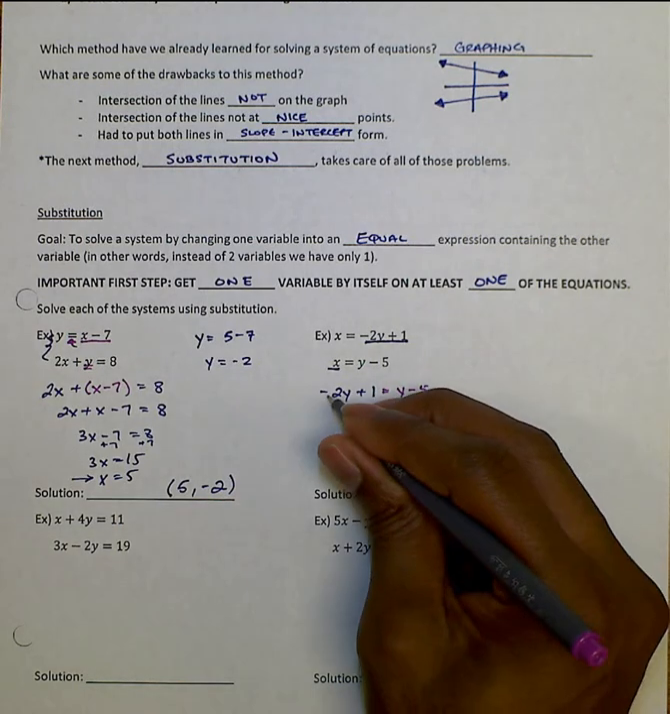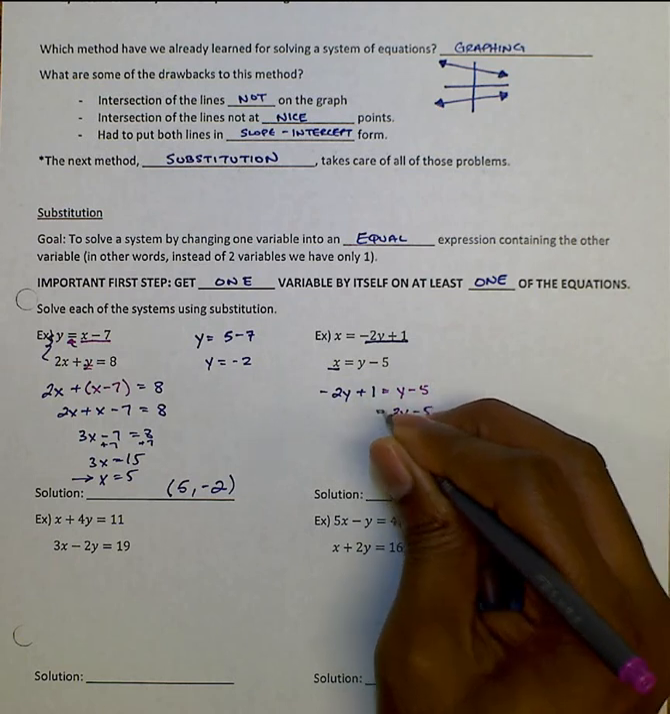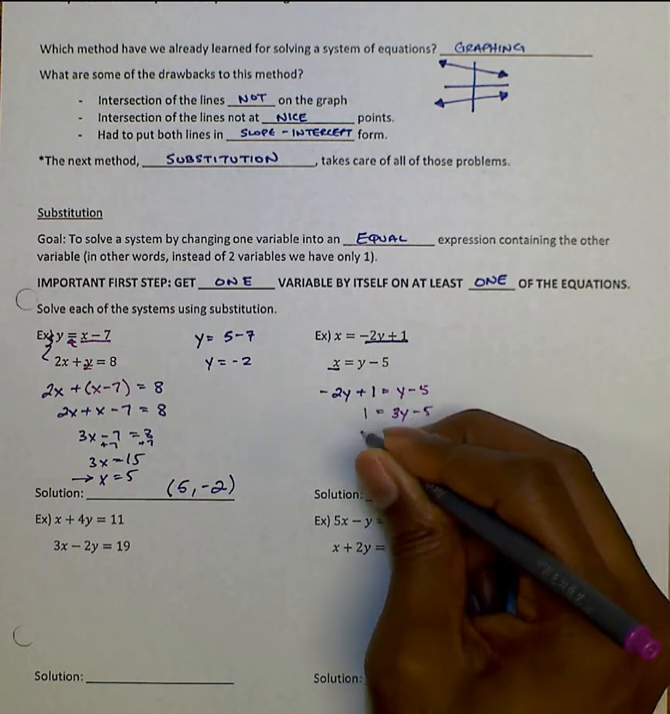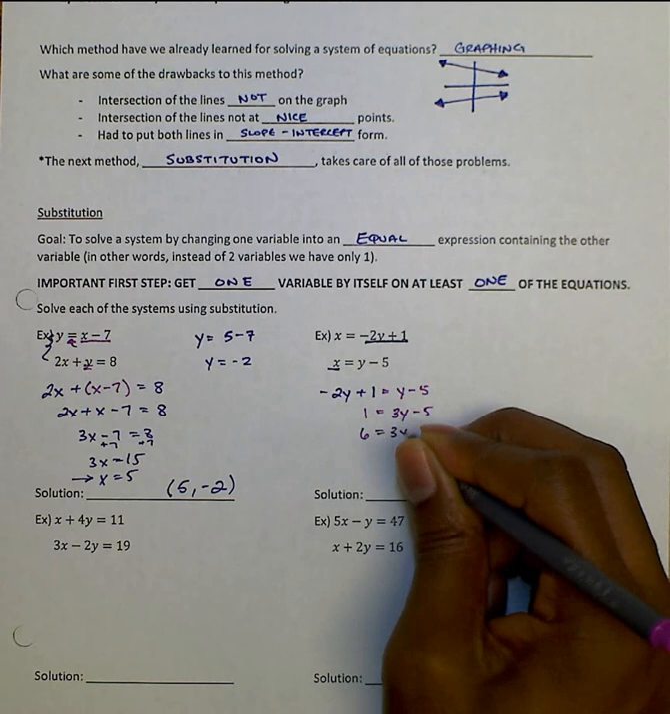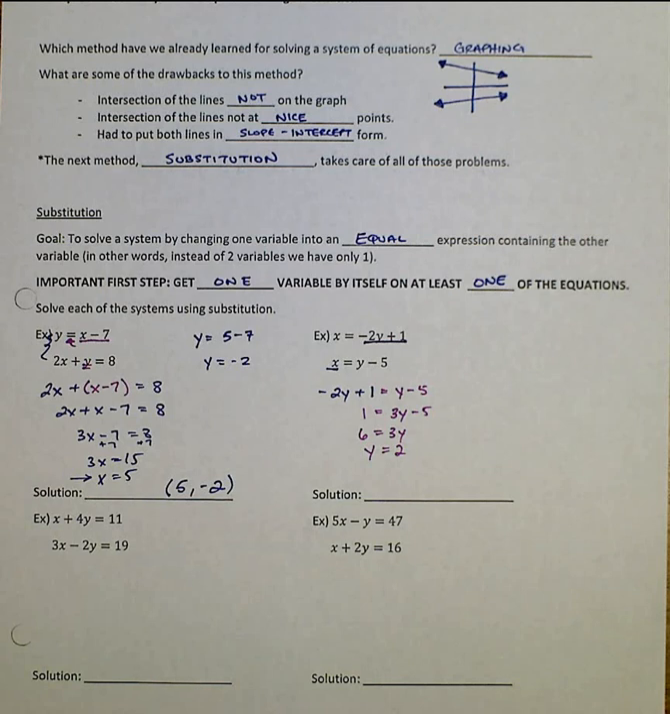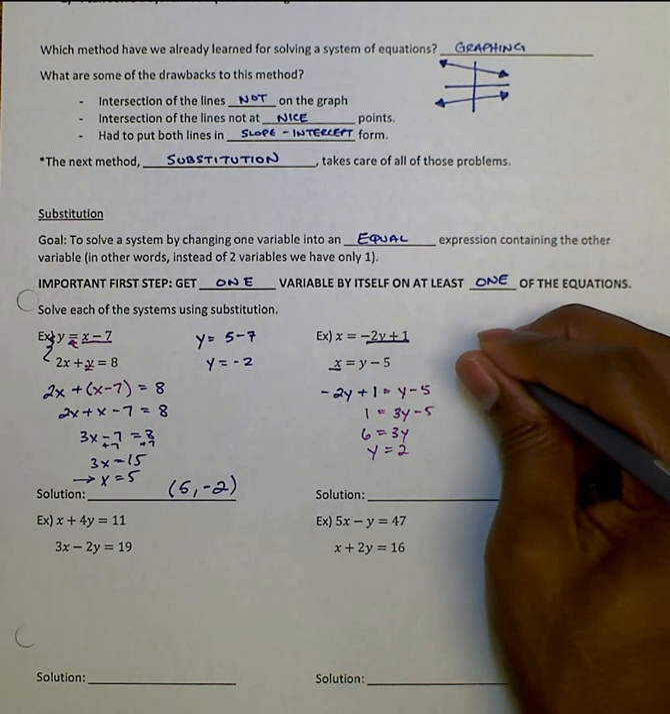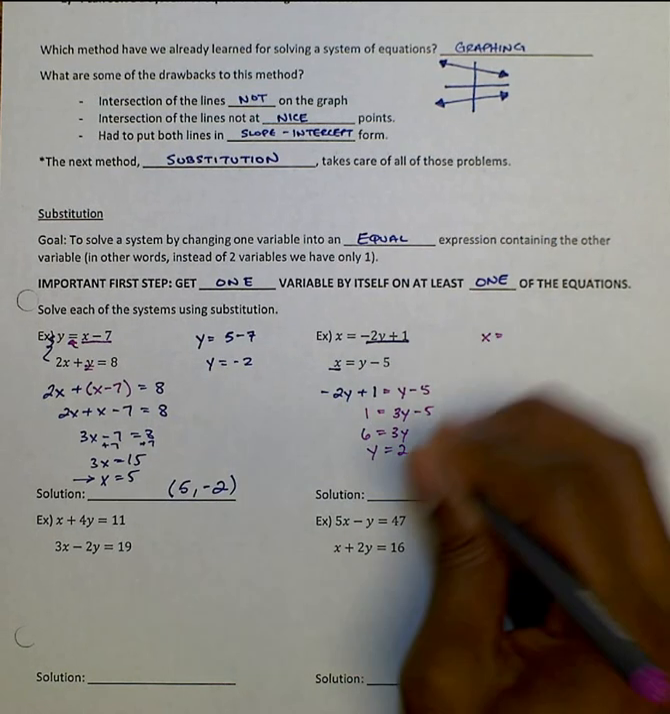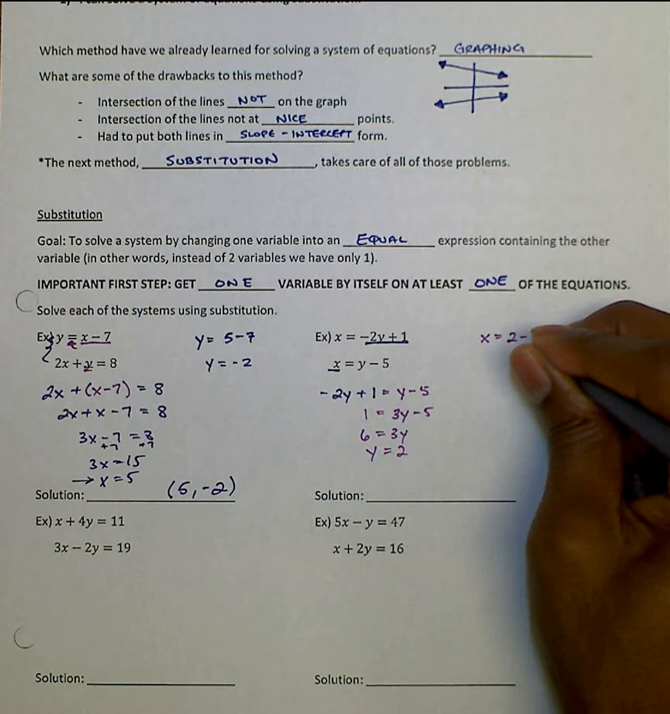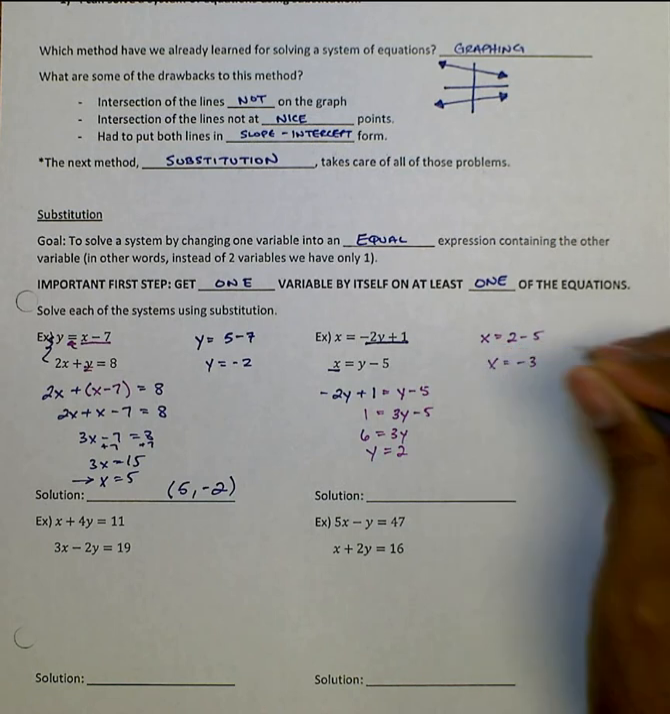I'll add 2y to both sides. I'll add 5 to both sides. And I find out that y is 2. Now that I know y is 2, I can plug this into either of the equations. I'm going to plug it into the second one. So now I get x equals 2 minus 5. So x equals negative 3.